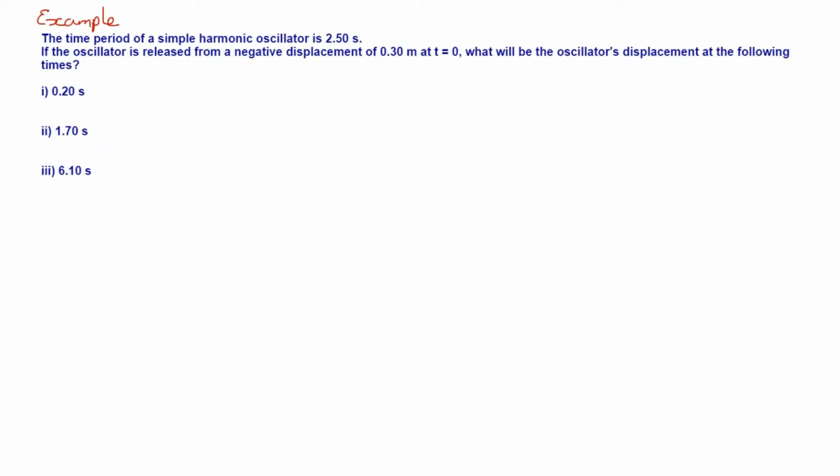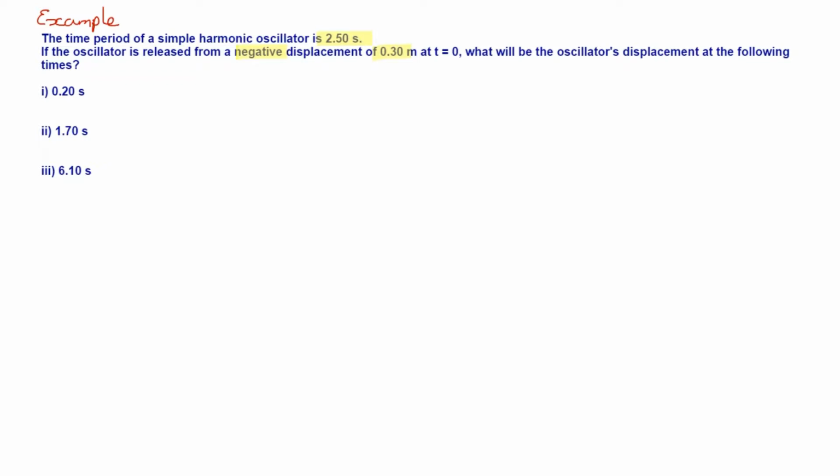Let's look at an example of how to use the displacement equation for a simple harmonic oscillator. In this example, the time period of a simple harmonic oscillator is stated as 2.50 seconds, and the oscillator is released from a negative displacement of 0.3 meters at time equals 0. So when the clock starts, what will be the oscillator's displacement at the following times?